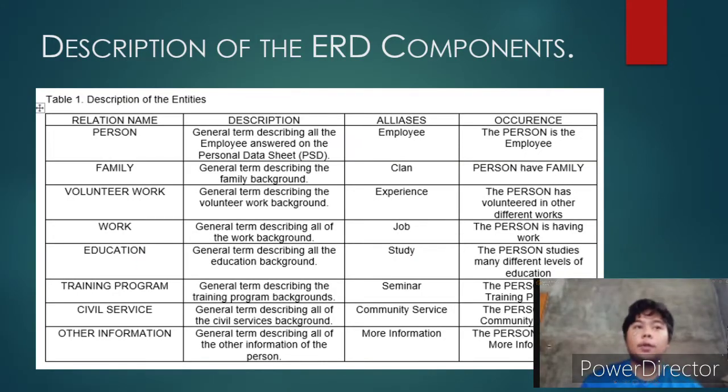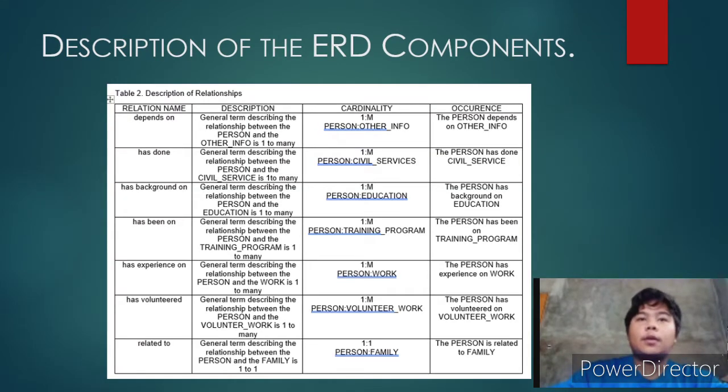As we can see in table 1, it shows the description of the entities. In this table, we can see that there is a relation name and the description. Also, we input the aliases and the occurrence. In table 2, here we input the relation name, description, the cardinality where you can see if it is 1:many or 1:1, and the occurrence.